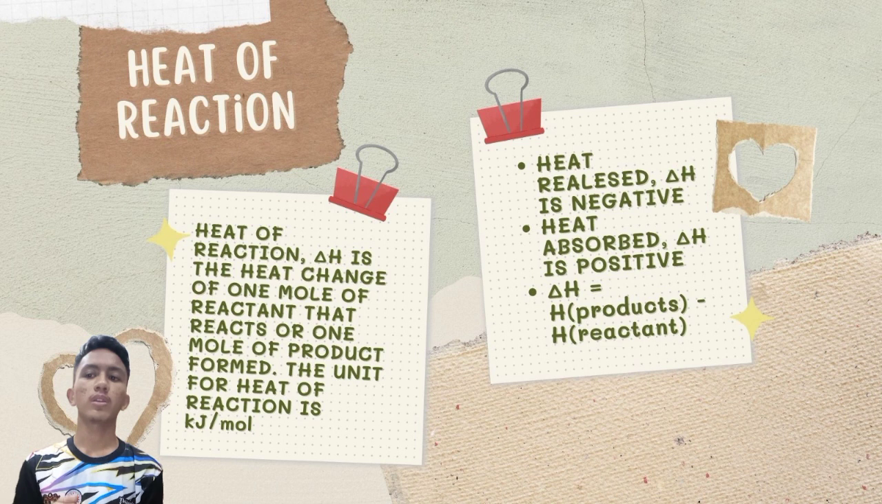There are two signs for delta H, which are negative and positive. Positive always happens in endothermic reaction. It's positive because heat is absorbed, whereas the negative sign always happens in exothermic reaction. The sign is negative and it shows that heat is released. The formula for delta H is H products minus H reactants. H products is heat of products and H reactants is heat of reactants.